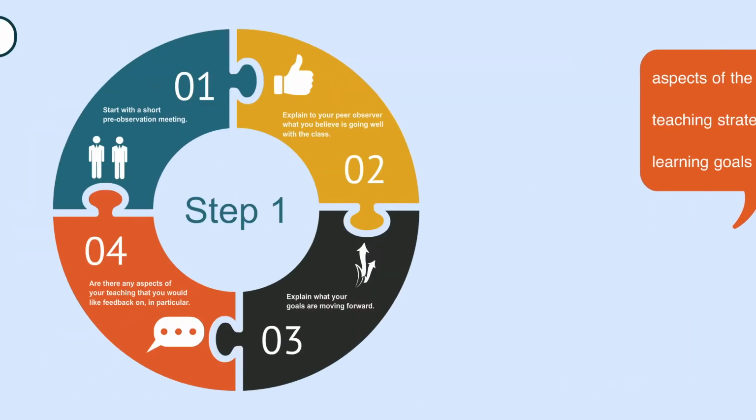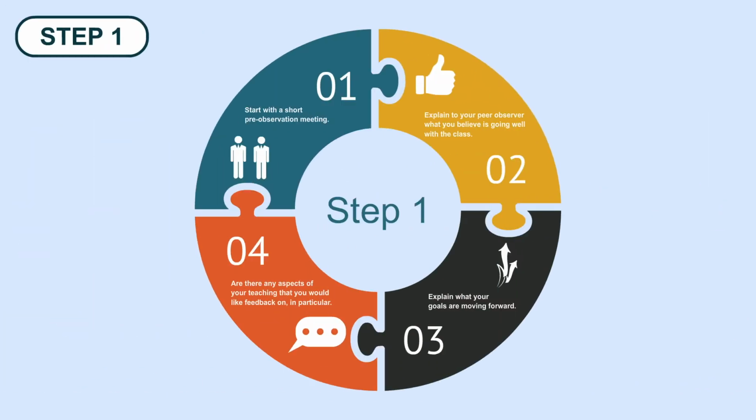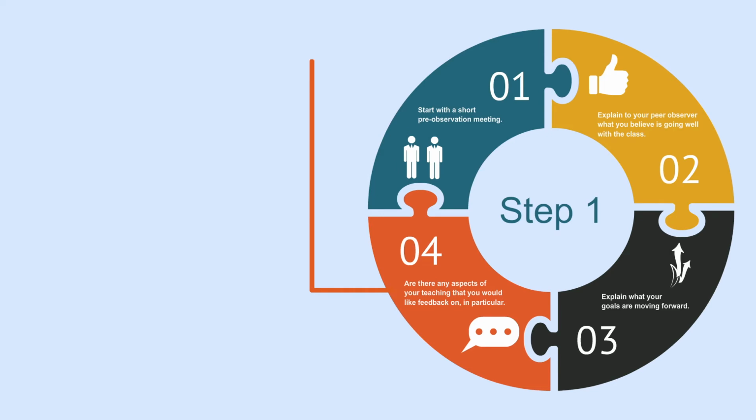Step 1. Start with a short pre-observation meeting. Explain to your peer observer what you believe is going well with the class, as well as what your goals are moving forward. Are there any aspects of your teaching that you would like feedback on in particular?